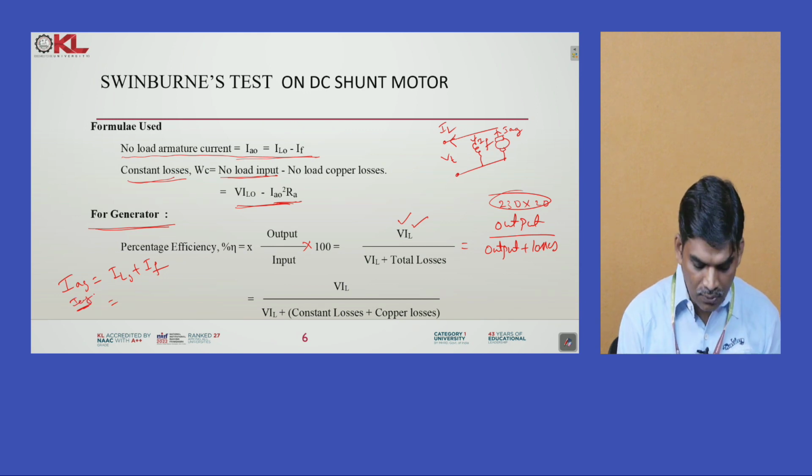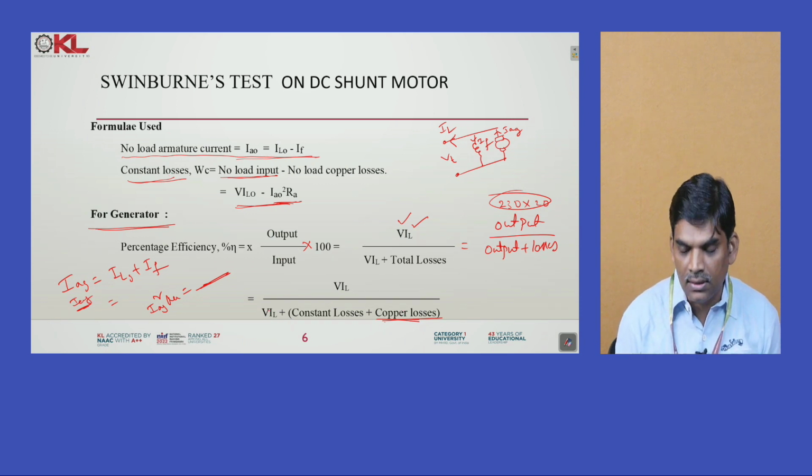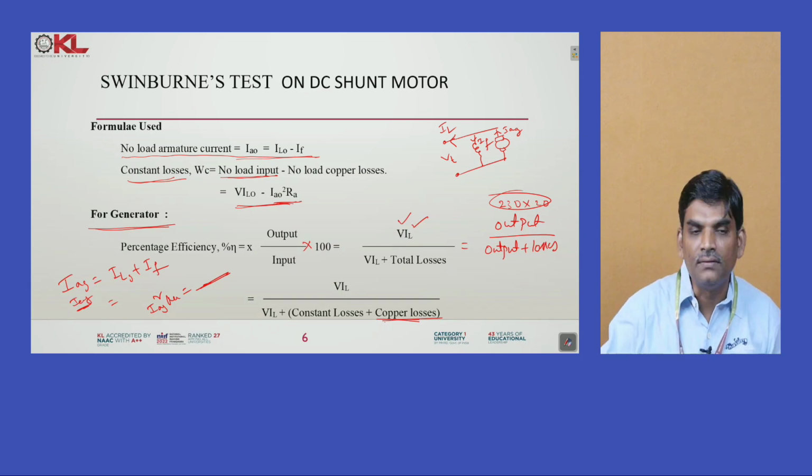Once you know the IAG value, we can calculate the I square R loss, IAG square RA, which gives the full load copper loss. That value is substituted here. The constant losses are measured from the no load test data, and VL is taken from the nameplate details, so the efficiency is easily calculated.